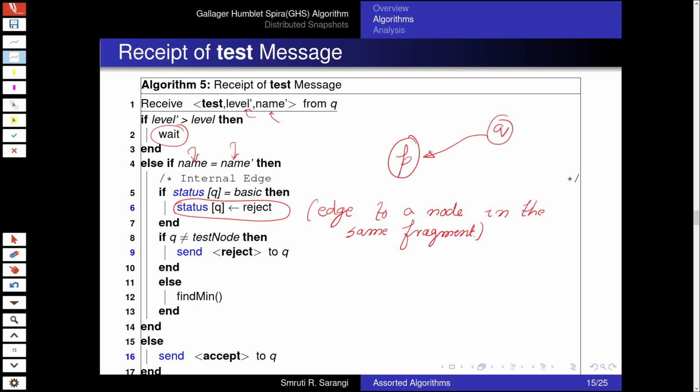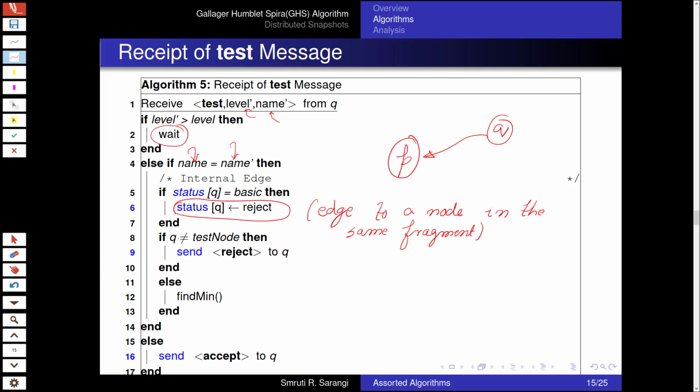So we know for sure that, look, this cannot be a valid tree edge. So then what do I do? This has to be a reject. Alright. We need to reject this edge because it's to an internal node. So I just reject. No problem.